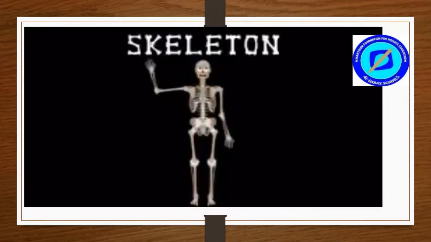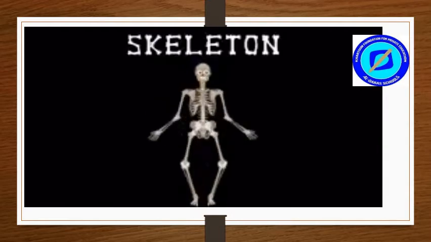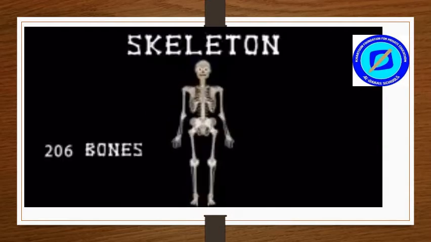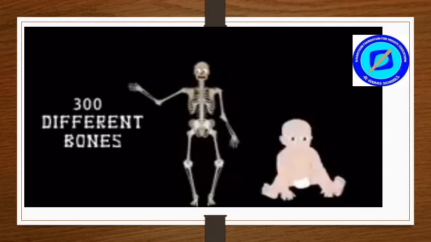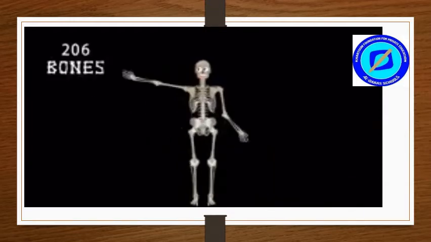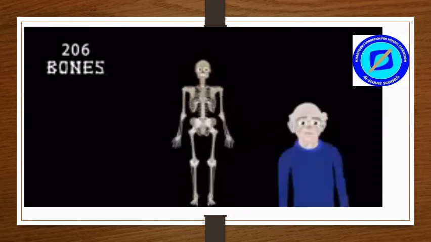Hello, I'm your skeleton. As you can plainly see, here's some of the 206 bones in the human body. Now as a baby, you start out with about 300 different bones. That's a lot considering many fuse when you are grown. 206 bones is what you have as an adult. Due to all the fusion your bones do, this is the result.